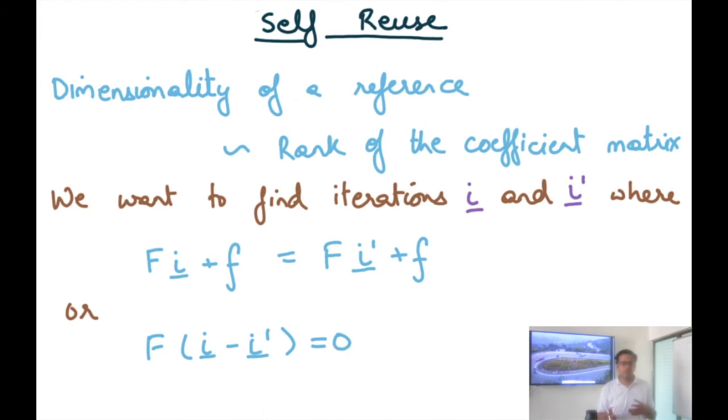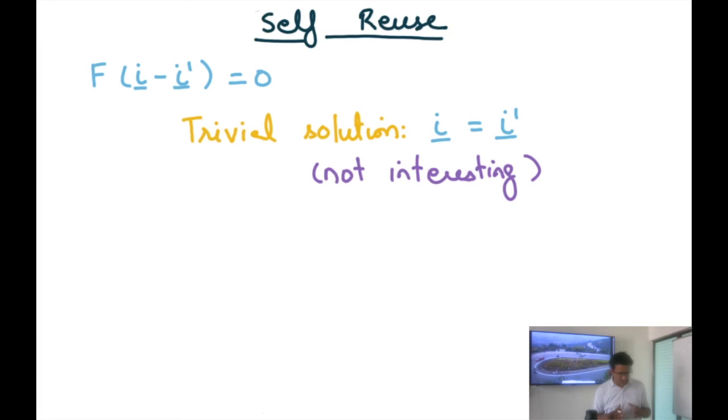But that basically means I equals I prime, which means it's the same iteration, and then there is reuse. But we are really not interested in I equals I prime, right? So the trivial solution here is I equals I prime, but that is not the interesting solution for us. So one of the constraints we want to add to this system of equations to identify whether there is self-reuse or not is that I should be not equal to I prime.